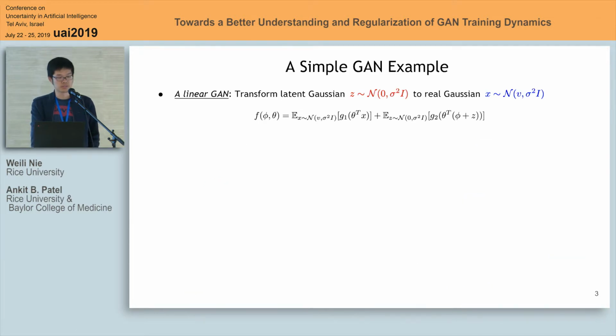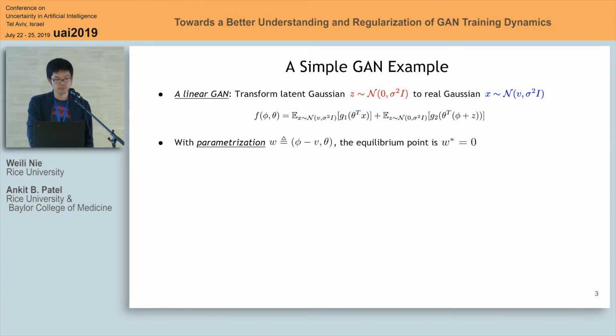So we first consider a simple GAN example. Basically, it's a linear GAN to transform the latent Gaussian Z with zero mean to a real Gaussian with non-zero mean V. And by linear GAN, we mean both the discriminator and generator are linear functions of the input. So this is a very simple case. And with some parameterization, we can transform the equilibrium point to the origin for the ease of our later analysis.